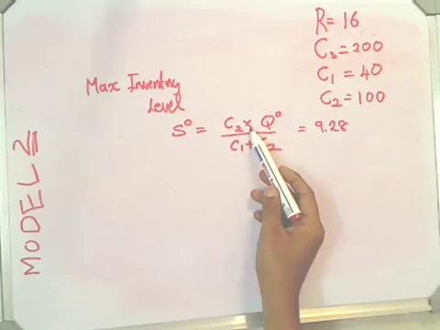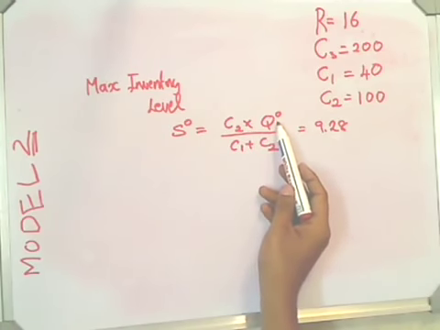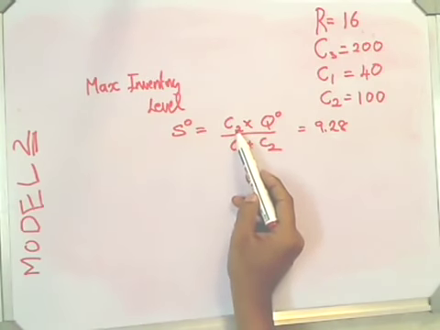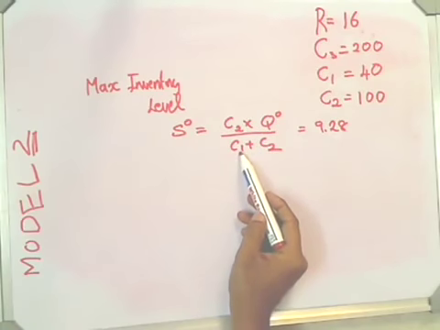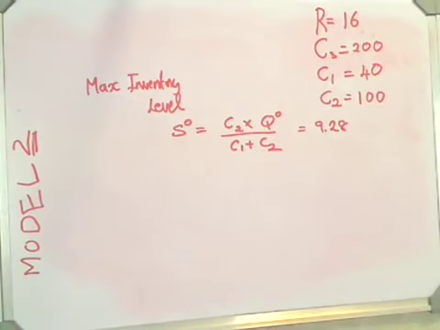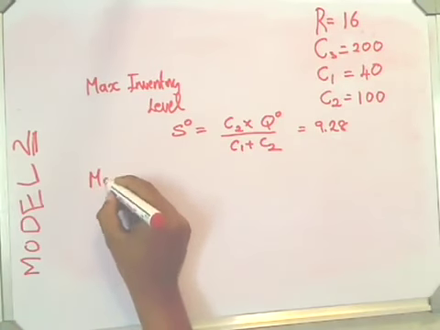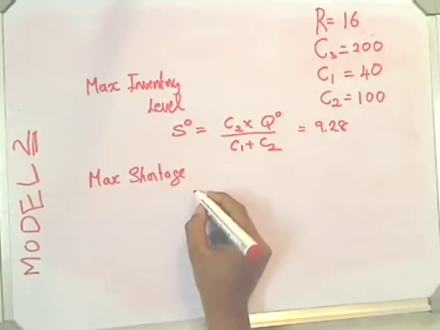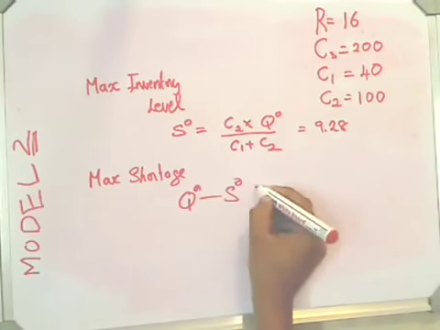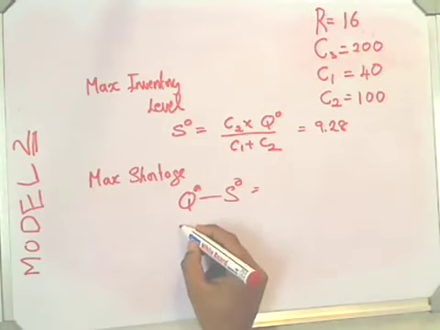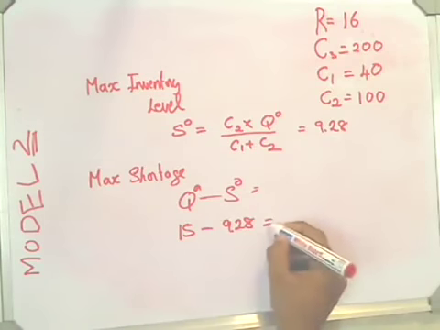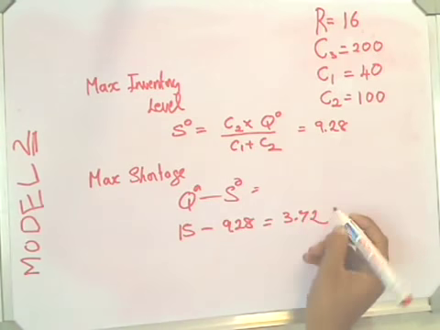This is nothing but C2 would be 100 multiplied by Q naught. This is Q naught in case shortages are allowed. So Q naught would be 15. 100 multiplied by 15 divided by 40 plus 100. You should be able to get 9.28. Okay. And then the maximum shortage that can be there here. Now this is calculated by Q naught minus S naught. So Q naught, if you remember in the previous one, would be 15. 15 minus 9.28, you should be able to get 3.72.